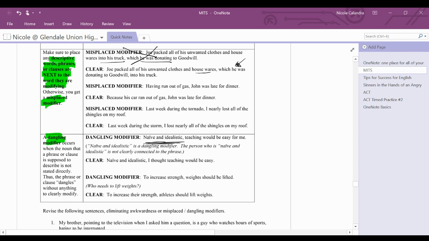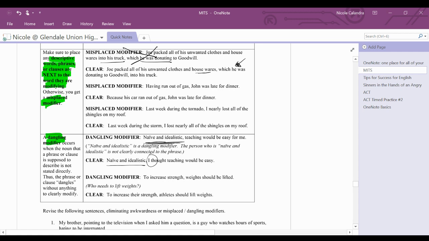So the way that you can fix this is by adding something that it's modifying. So naive and idealistic is modifying the person. So adding the I adds the modifier. Naive and idealistic, I thought teaching would be easy. Okay, that looks much better. Let's look at another example.